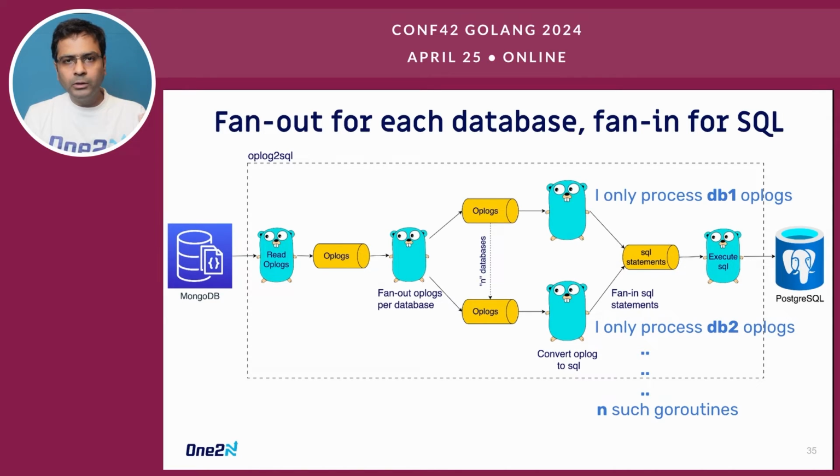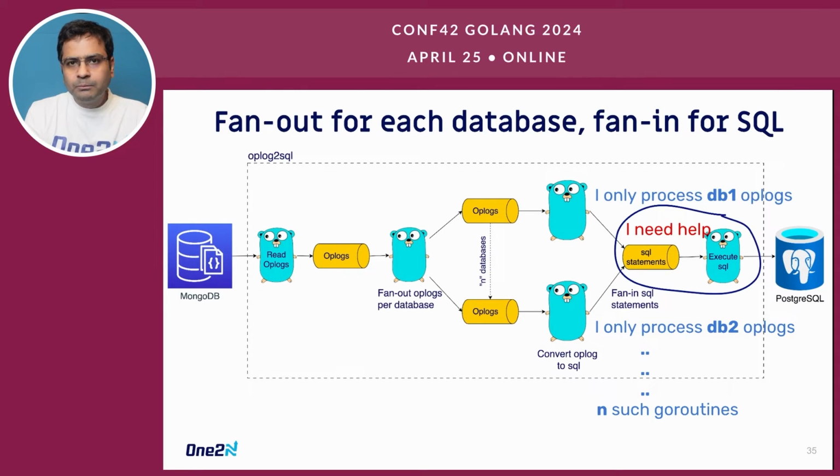And ultimately, all these go routines would then fan in and send all the SQL statements to a single channel from which we could then execute the SQL to Postgres. Well, you could theoretically say that the single go routine executing the SQL on the database could become the bottleneck and it could use some help.